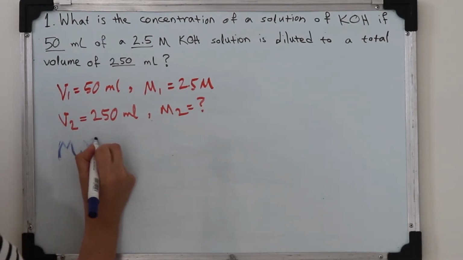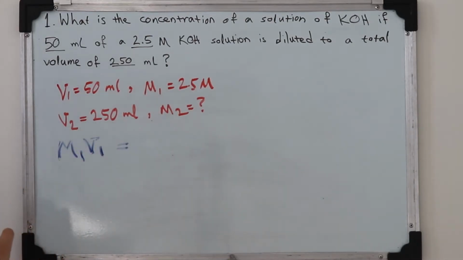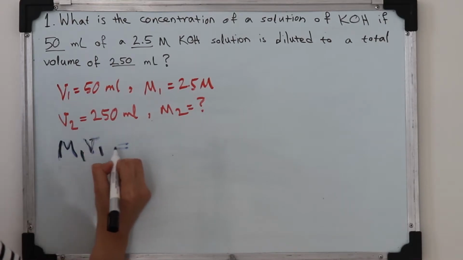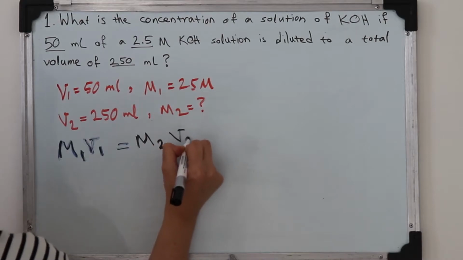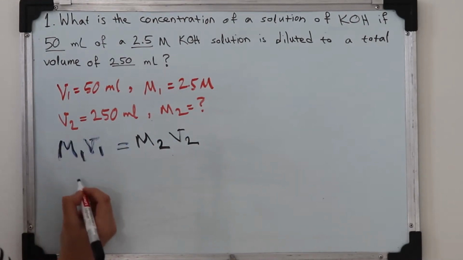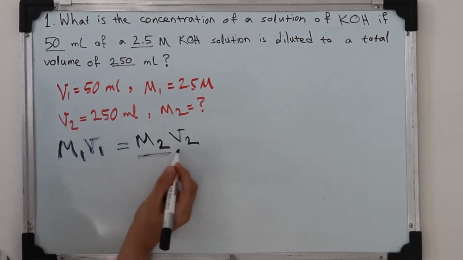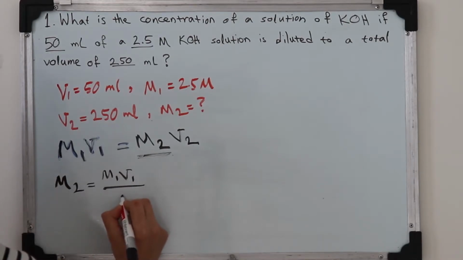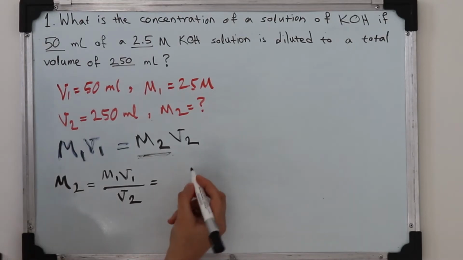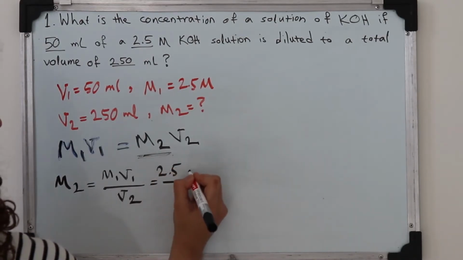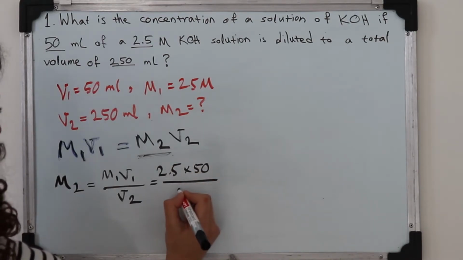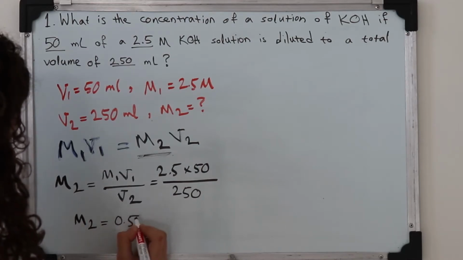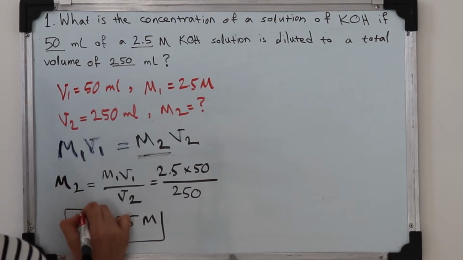The equation is M1V1 is equal to M2V2, and here we can calculate M2. M2 is equal to M1V1 divided by V2, which is 2.5 times 50 divided by 250. And M2 is equal to 0.5 here. The answer is 0.5.